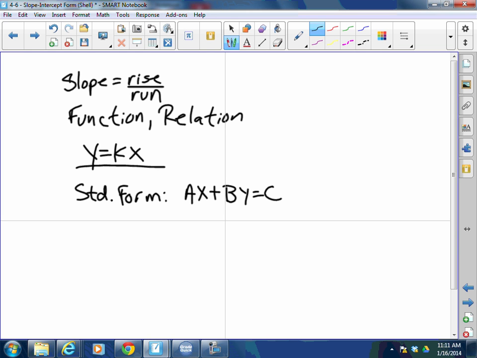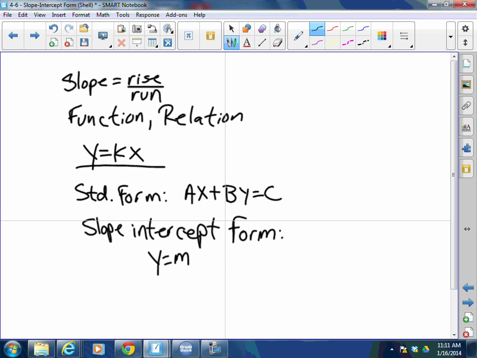That's standard form. And today, we're going to use, I think, one of the most powerful tools, and that's the slope-intercept form. We have discussed the slope-intercept form. It's the y equals mx plus b equation. But today we're going to learn how to use that to graph without making a table. After today's lesson, you will never have to make a table for a linear equation.